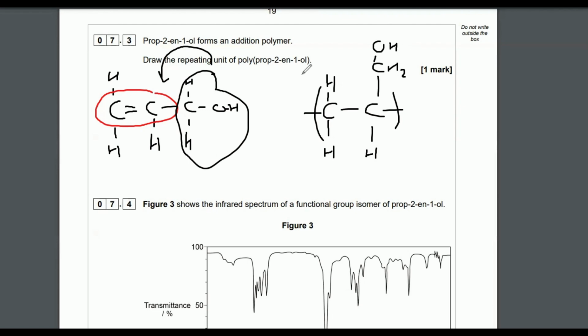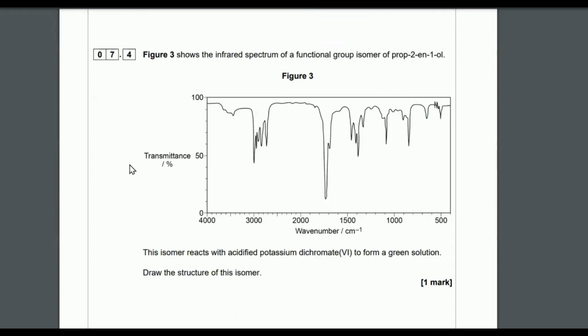And that is how you draw it. I like to put the brackets there. It helps me make sure I know nothing else is to attach either end of the original carbon double bond. And you can put an n there if you like. That's old GCSE style. Right. Move on to question 7.4.